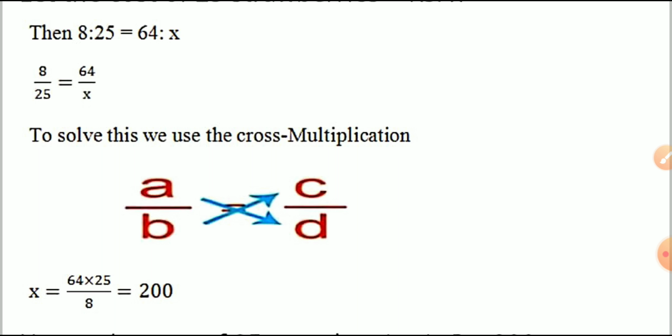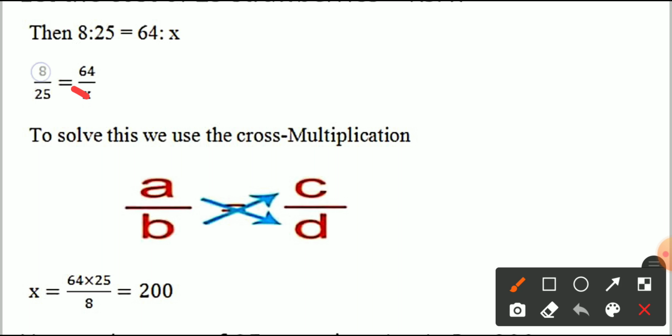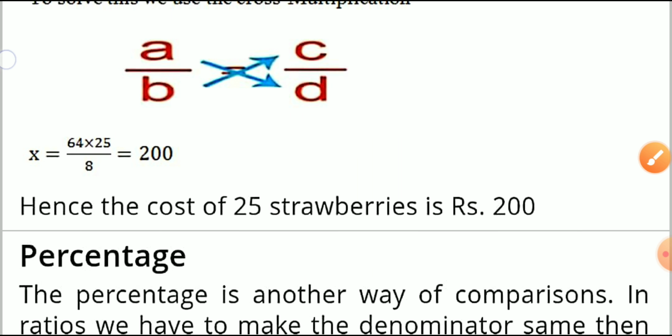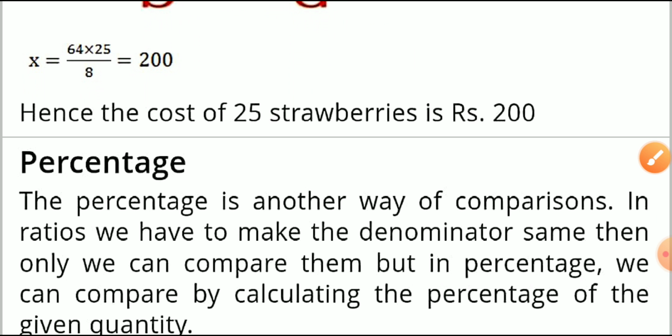What we will do here is place x at the left hand side, and shift all the numbers to the right hand side. So 25 will go along with 64 in multiplication, and 8 will come to the denominator like this. And after solving it, how will you solve? See, 8 1s are 8, 8 8s are 64, and 8 25s are 200. And the cost of 25 strawberries is rupees 200.